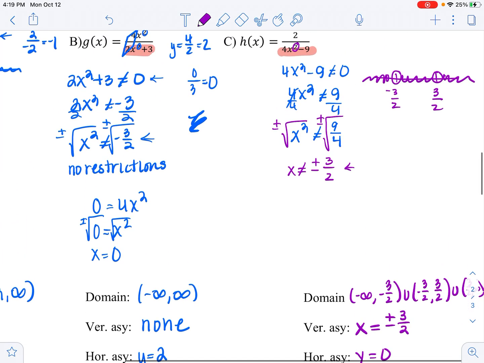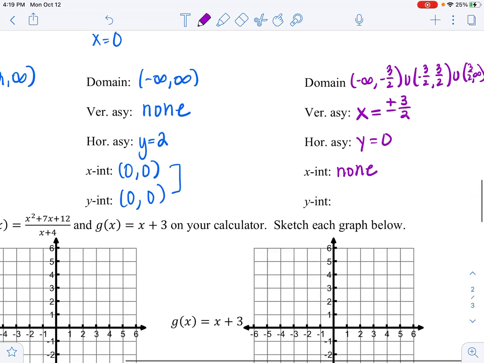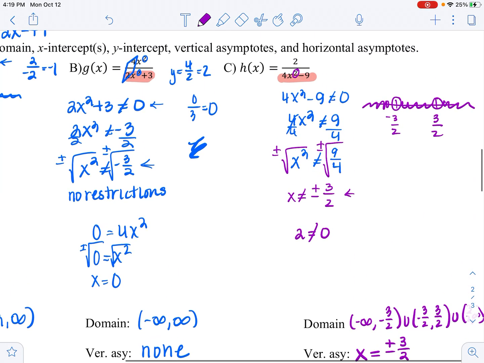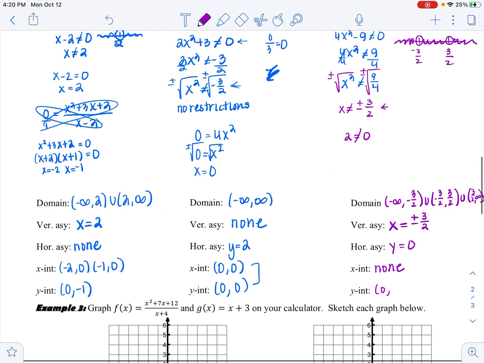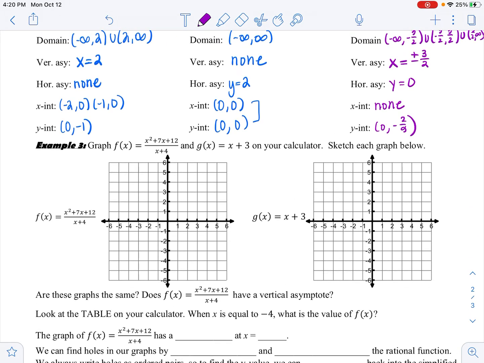X-intercept, shortcut is set the numerator equal to 0 and solve. So I go to solve for x and there is no x, so there is no x-intercepts. Y-intercept, plug in 0 for x and see what you get for y. If I plug in 0 for x, I have 2 over negative 9. So (0, negative 2/9). Okay, so that's so far what we've learned.